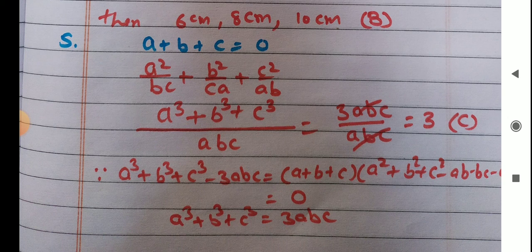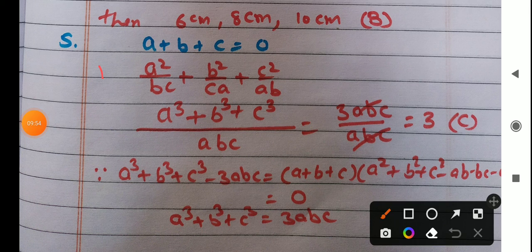A plus b plus c, this value you have been given equal to 0, and this expression also is given. Here abc is the LCM, so in the numerator it will come a cube plus b cube plus c cube, and a cube plus b cube plus c cube is equal to 3abc. So 3abc upon abc, abc cancels abc, then 3 answer will come, and 3 is option C.